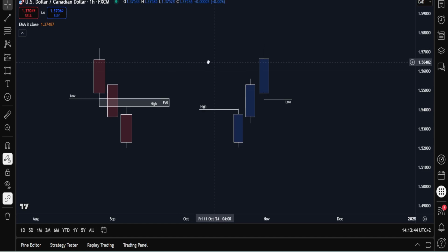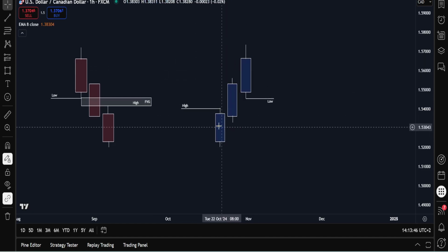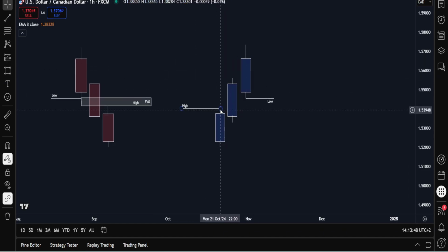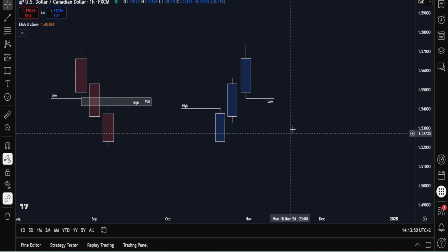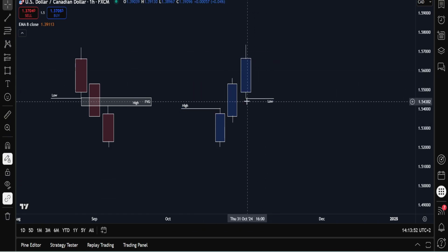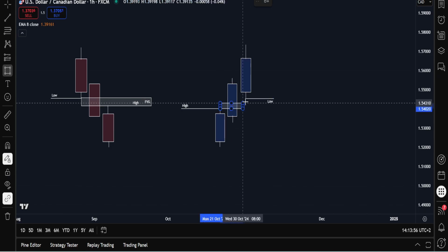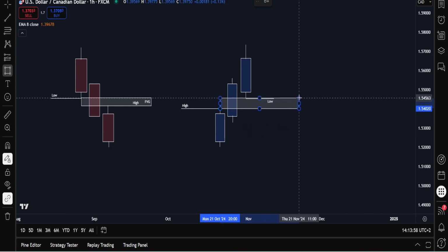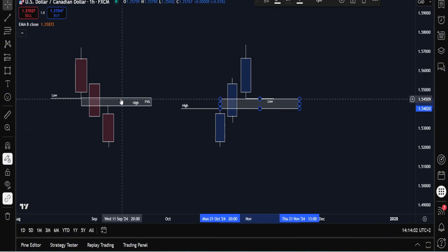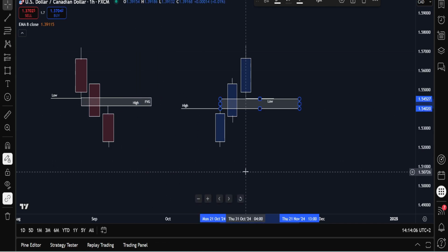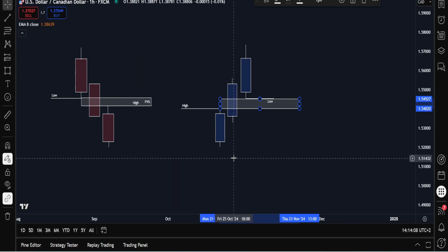And the same thing happens on the bullish side. If the first candlestick's high does not overlap the third candlestick's low, then you have a fair value gap. This isn't an imbalance. This is price inefficiency. Now let me go over to the charts and show you an example of such.